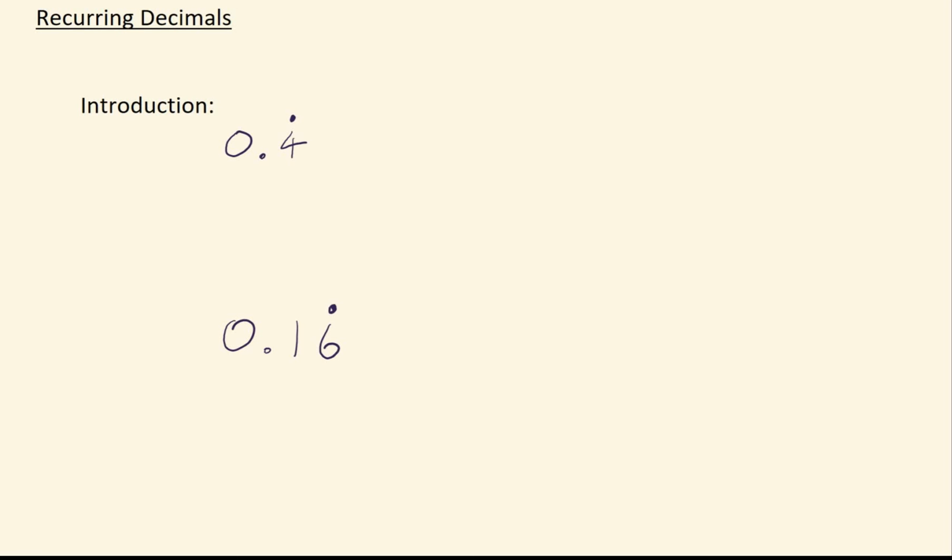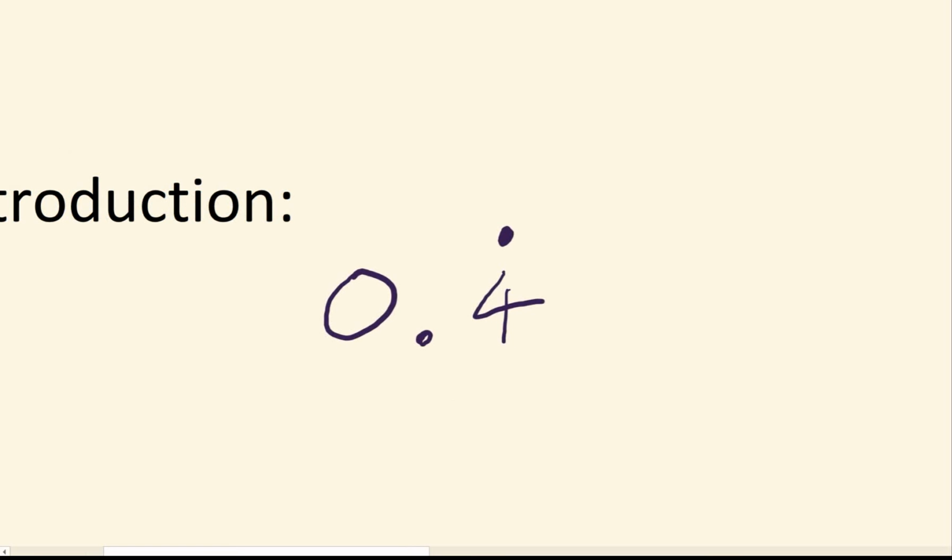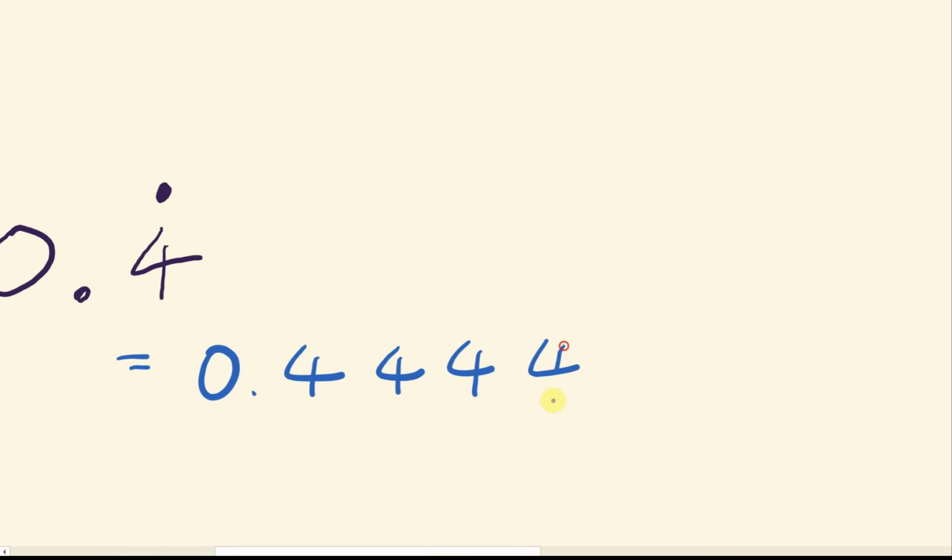Hi, in this video we're going to look at recurring decimals. In terms of notation they look like this, and basically this dot here means that this 4 is going to repeat. So if I was to write it out in long form, it's just 0.44 and these 4s keep on going forever.